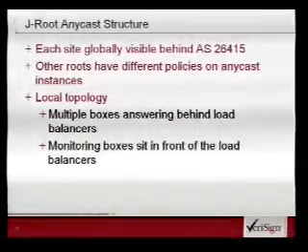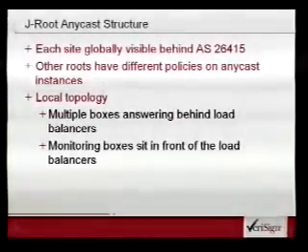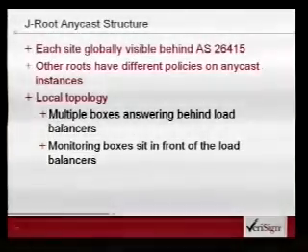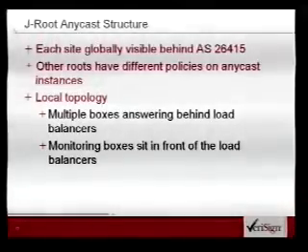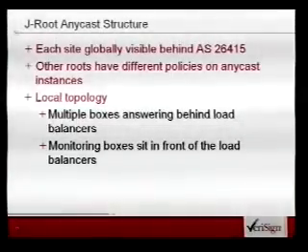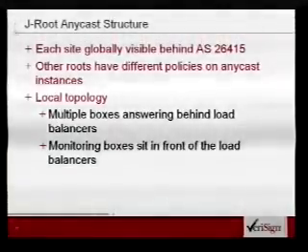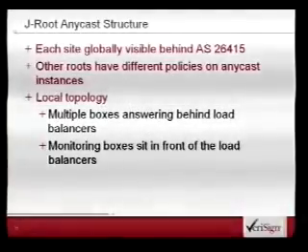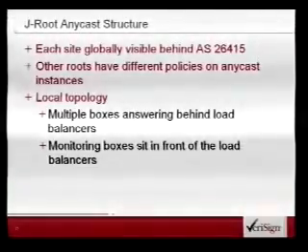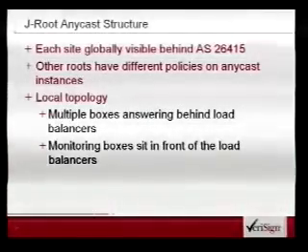So now let's talk a little bit about the J-root anycast structure. Each site is globally visible behind AS26415. All of those are global. All instances are globally visible to anyone else. Now, other roots have different policies. Some of them have local anycast instances. Some of them have anycast within their own network and so on. But we have a global view, which is kind of interesting.